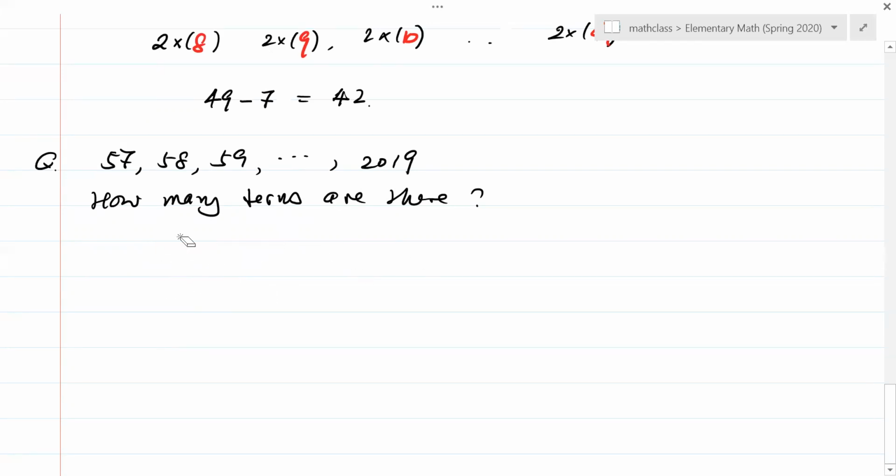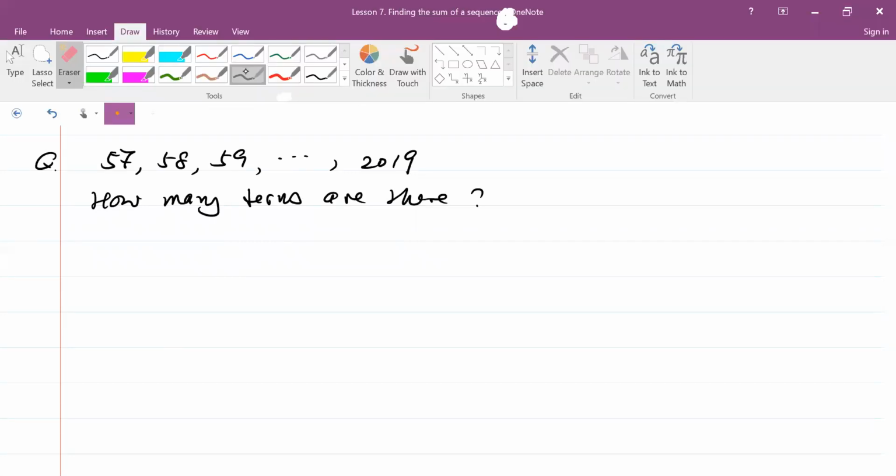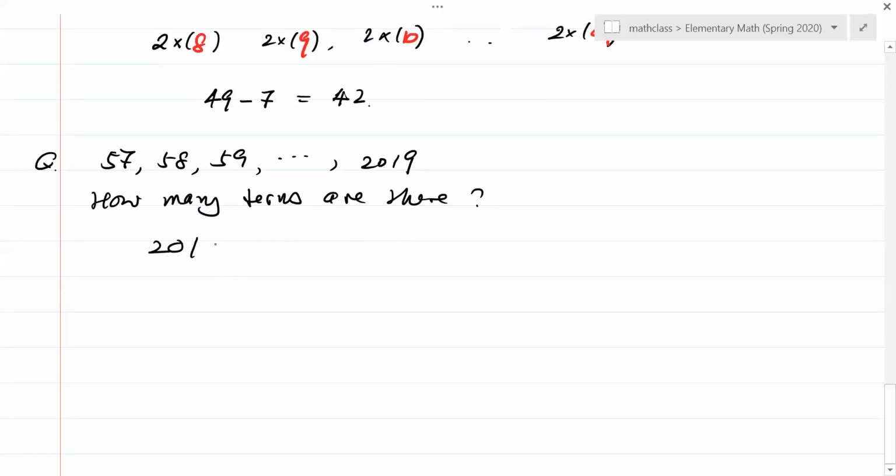So if you look at the sequence, it increases by 1 only. So that's 2019 minus 56, not 55, because it increases by 1. Okay, so 2019 minus 56 is 1963.